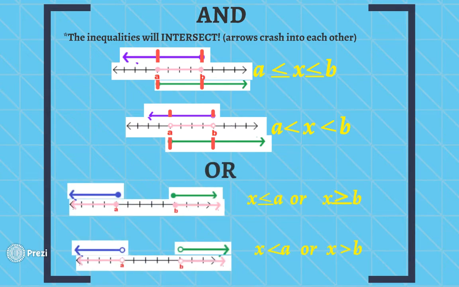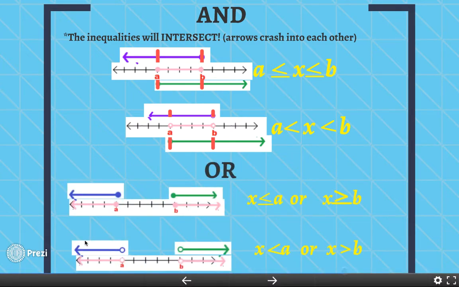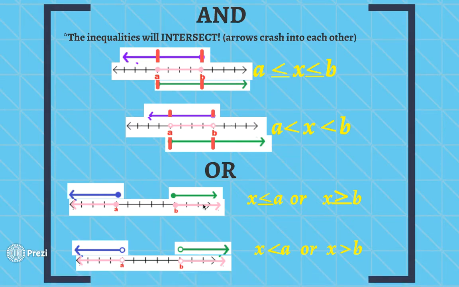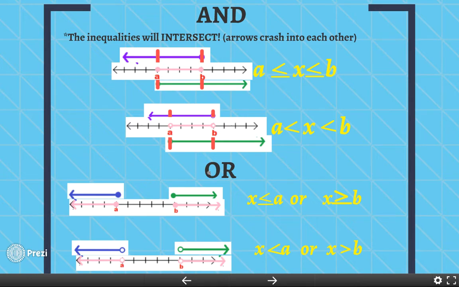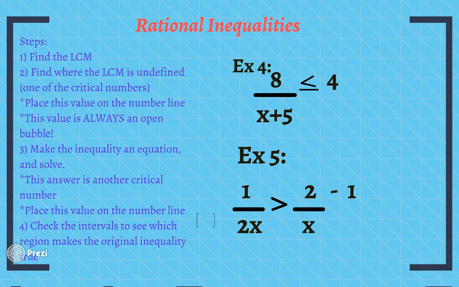You could also have an or as your answer, which is when your arrows point in opposite directions and they never collide. So your answers for these intervals on our number line are either going to be an and or an or. So you need to be on the lookout for our and and our or inequalities. Go ahead and pause the video and find out how to solve rational inequalities in examples 4 and 5.